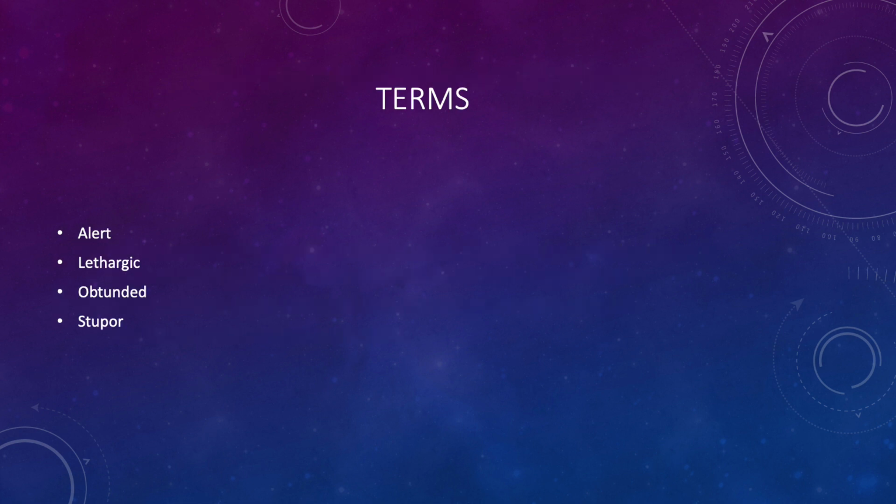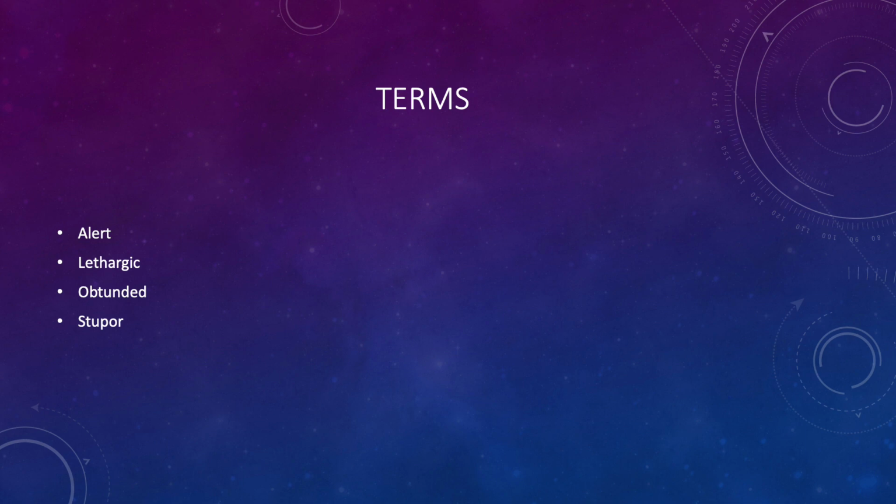Okay, so I'm going to talk to you about these 4 terms, which are terms that you need to know. Period, point, paragraph. So alert is what you got right here. I'm alert. I'm oriented to person, place, time, situation. I can articulate and have executive function. I can do serial additions, blah, blah, blah, right? That's easy enough.